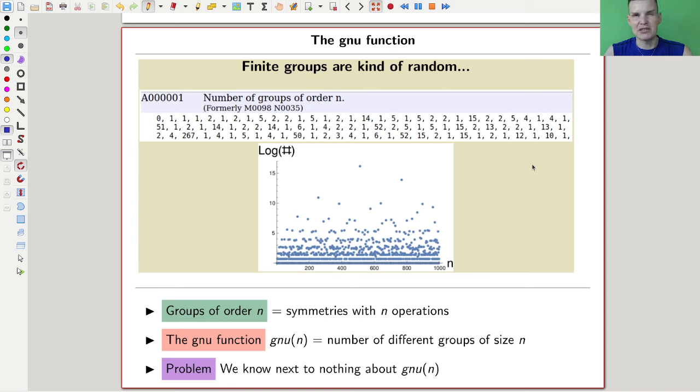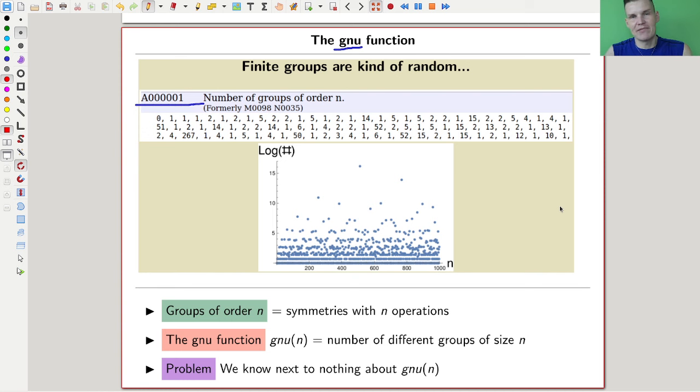And there's a famous function which is called the GNU function. So GNU, group number function. That's what it is. So it is a sequence of integers. On the Encyclopedia of Integer Sequences, its first entry is the number of groups of order n, and this function just spits out that number, right? So it takes an input and it just spits out the number of groups of that order.